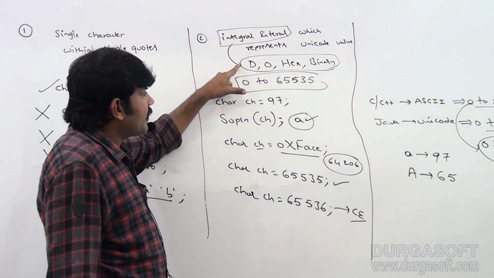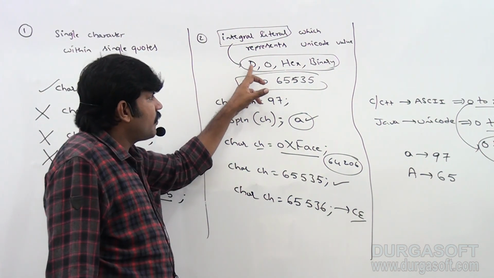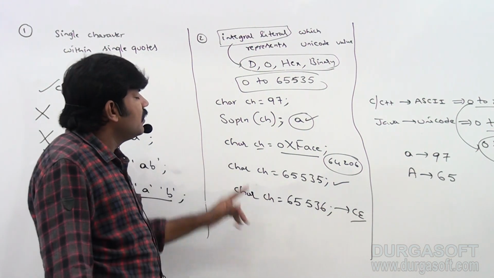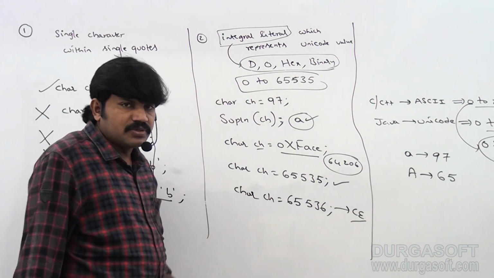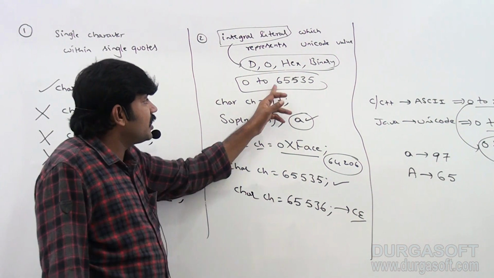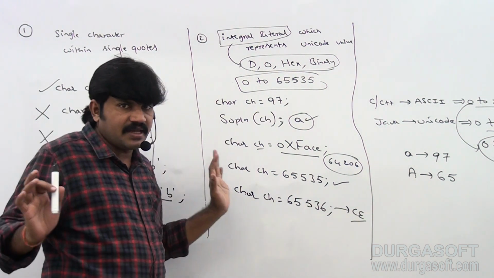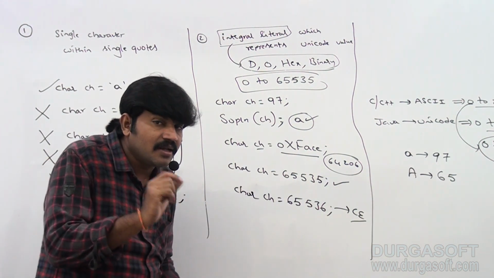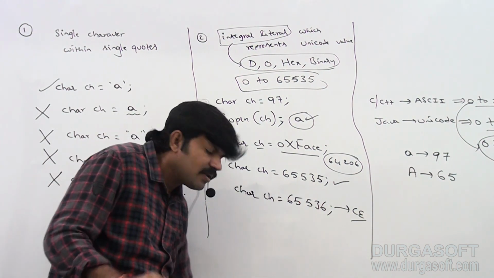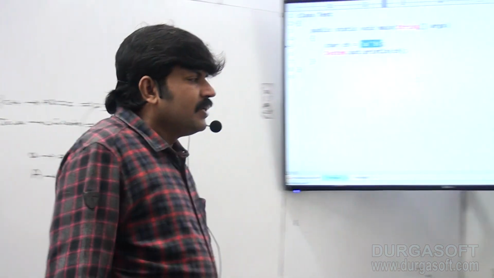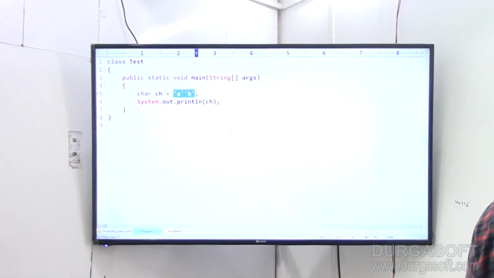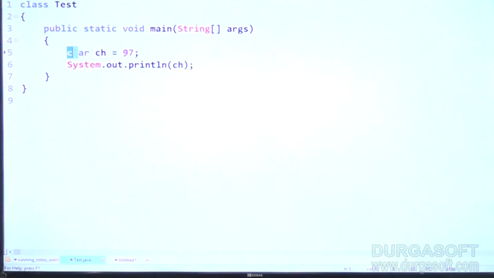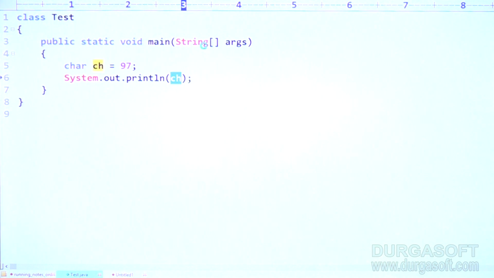Next, an integral literal can be specified either in decimal form, octal form, hexadecimal form, or binary form. No problem at all. Next, the allowed range of values is 0 to 65,535. Clear, right? Next, char ch is equal to 97. Let me show here, and one small twist is also there. That part I will show. Observe carefully, right? Here I am taking char ch is equal to 97, and SOP of ch, sir.